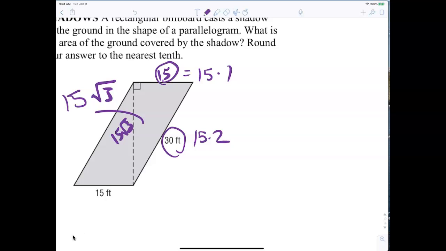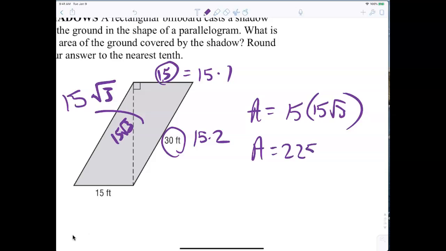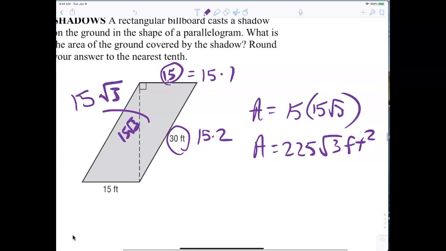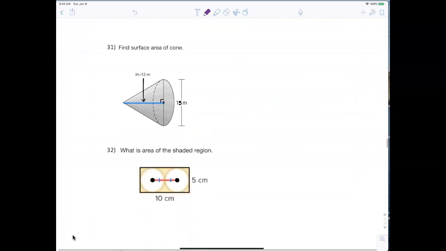All right? So now that we have the height, we now can say the area is 15 times 15 radical 3, which everybody knows is 225 radical 3 square feet. All right? Area of a rectangle is base times height. Everybody good? All right, let's try one more.